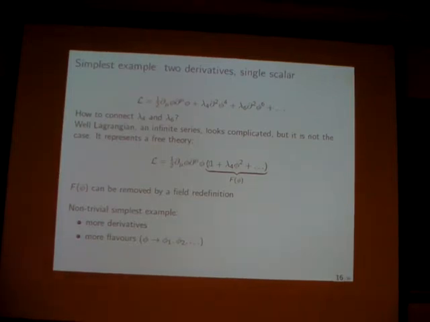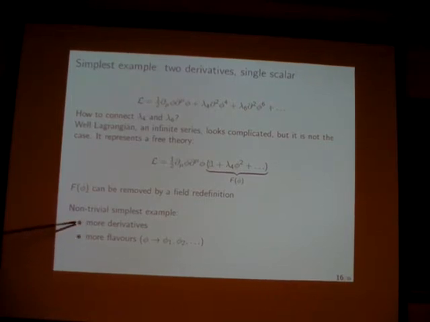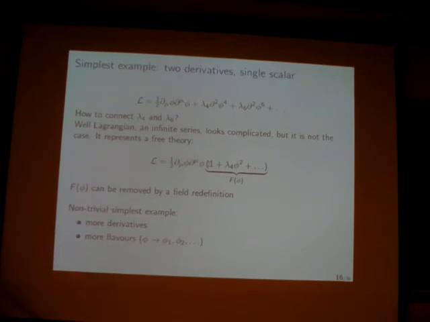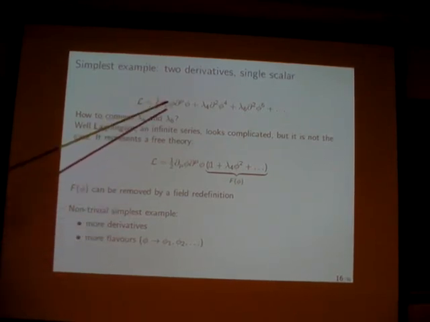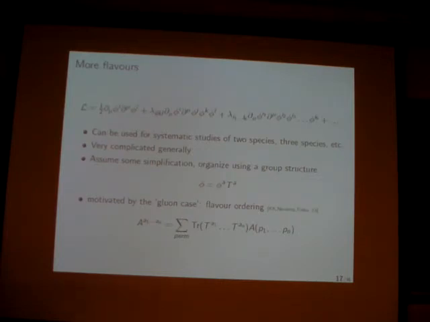So it seems that for the simplest models, there are two possibilities we have to dig into. One is more derivatives, since two derivatives definitely wouldn't produce something non-trivial, or this single scalar thing. To make it a little bit more complicated and non-trivial is to assume more flavors. So more flavors, let's start with this second possibility. This will be our first possibility.